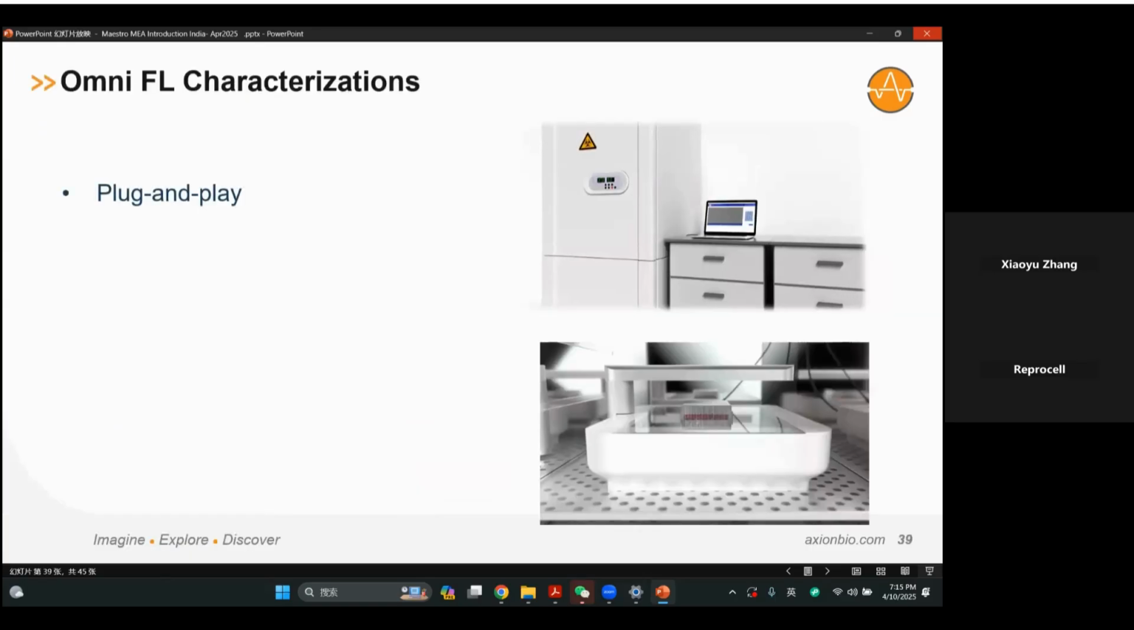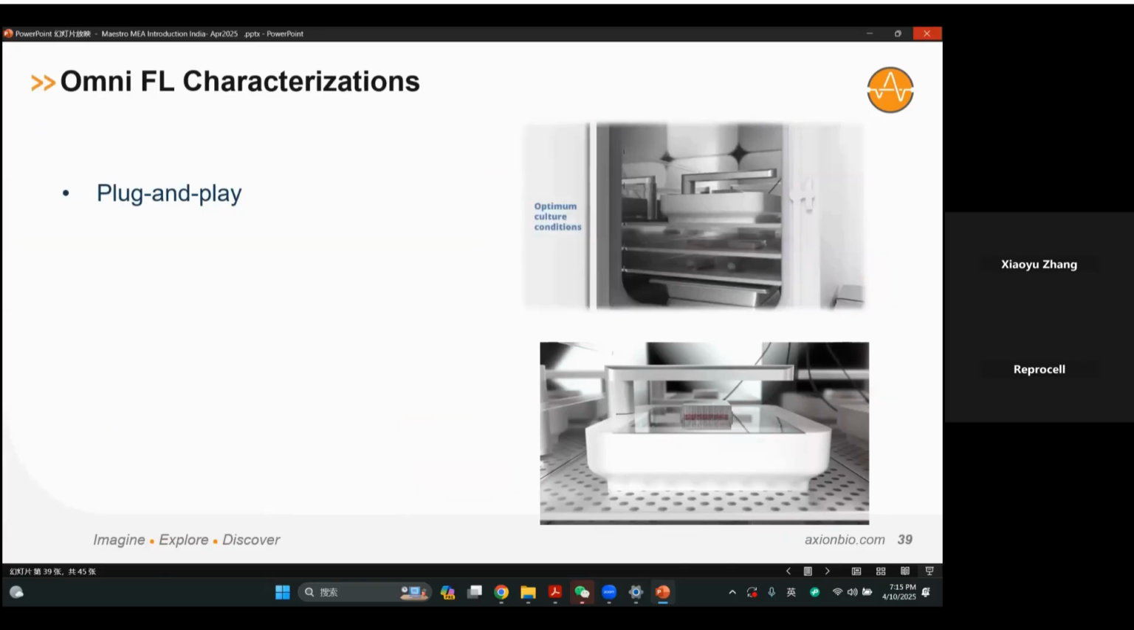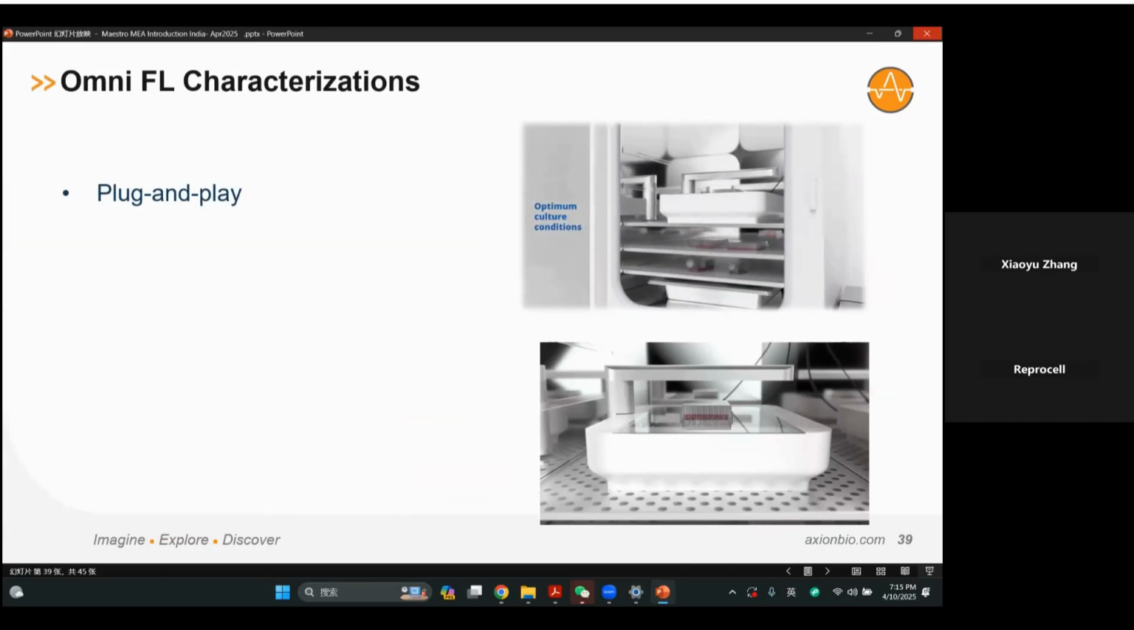ONIFL is a plug-and-play live cell imaging system designed for continuous multi-well imaging in your incubator. So it's totally different from the MEA system that we have discussed. It's a live cell imager in your incubator. With this system, the whole complex biological process of cell growth or cell dying is recorded through time-lapse imaging. You can get the whole story.